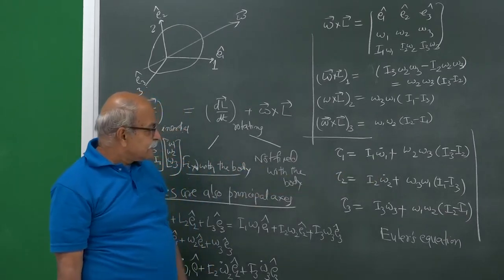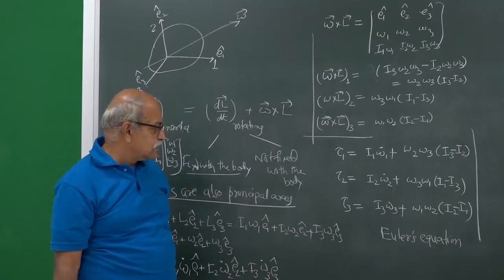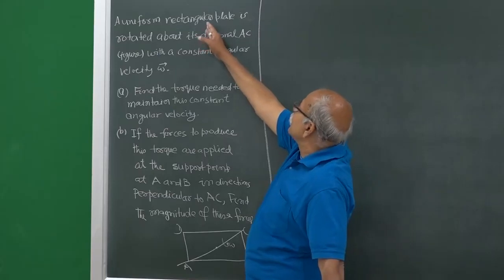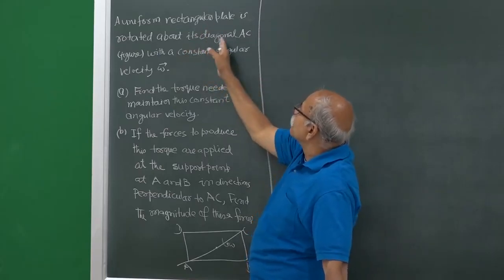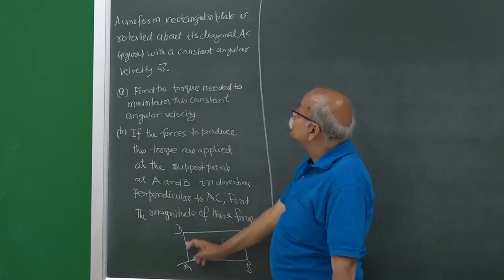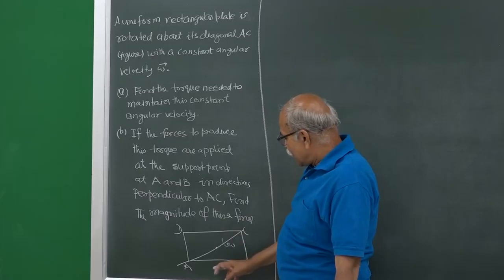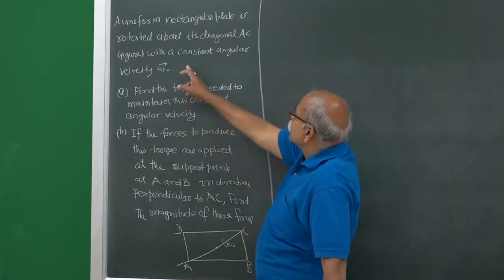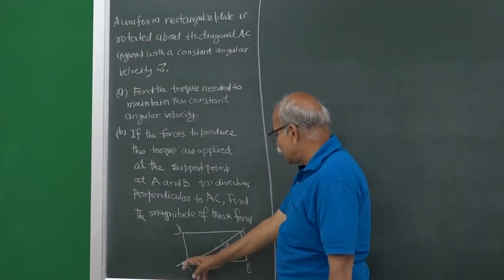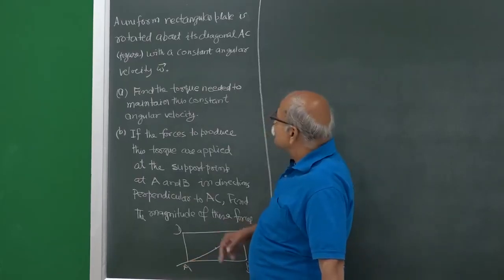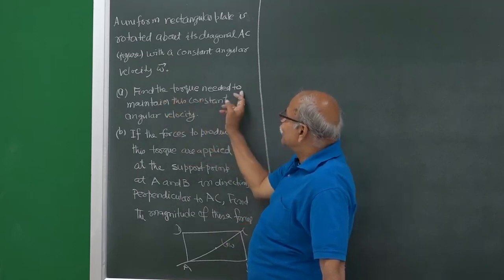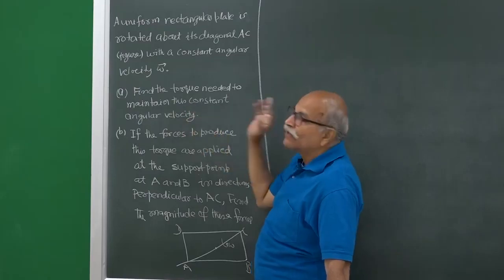So, let us take some examples of using these Euler's equations. So, here is the problem. A uniform rectangular plate is rotated about its diagonal AC, figure is given. So, ABCD is a uniform rectangular plate and this AC is one diagonal, with a constant angular velocity omega. So, it rotates about this AC with a constant angular velocity omega. First question is, find the torque needed to maintain this constant angular velocity.